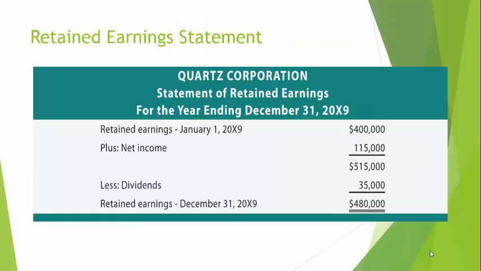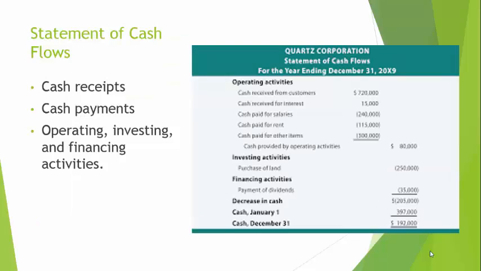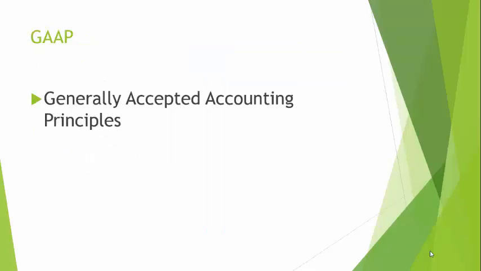A statement of retained earnings records the changes from one accounting period to the other in terms of retained earnings amounts. Another financial statement is the statement of cash flows. It provides financial information about the cash receipts and cash payments of a business.